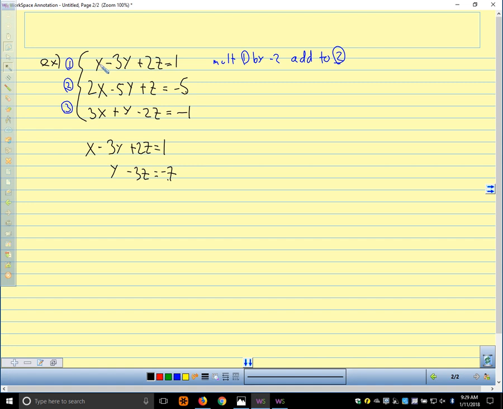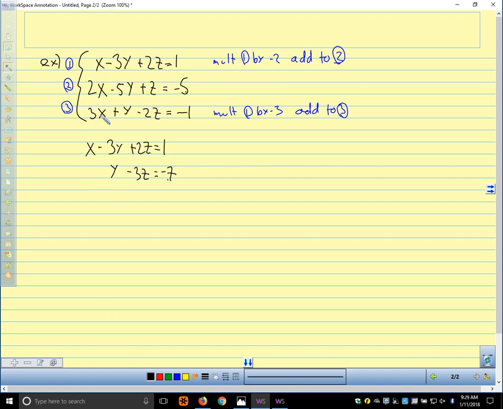Now I'm going to use the first equation and the third equation to get rid of this 3x. So what do I want to do with the first and the third to get rid of that 3x? Do we want to multiply 1 by -3 and add to 3? So from here, we're doing just like we did here, or just now we're doing it with these two.